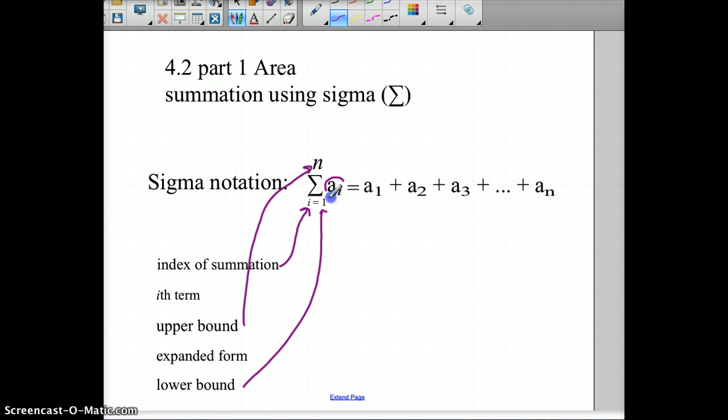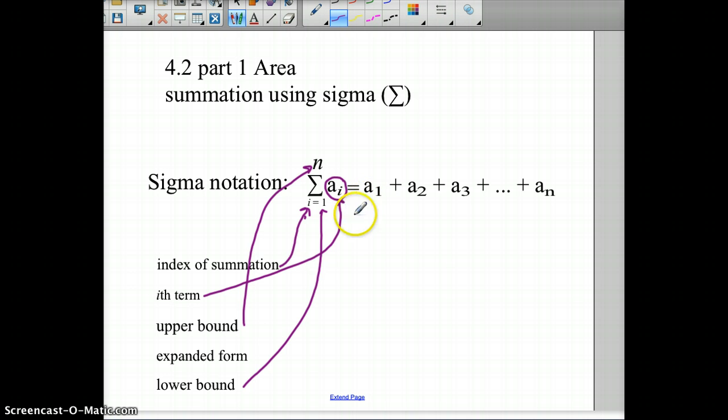This is the ith term. It's usually some kind of little formula, and then you're going to plug in the numbers 1, 2, 3, all the way up to whatever that top number is. Just plug them in one at a time to whatever this formula is. That formula is called the ith term because it's a general form that represents any term, like the first term or the second term or the third term, and it's got the letter I in it, or whatever this index of summation is. It could be the letter J or K. I, J, and K are the commonly used ones.